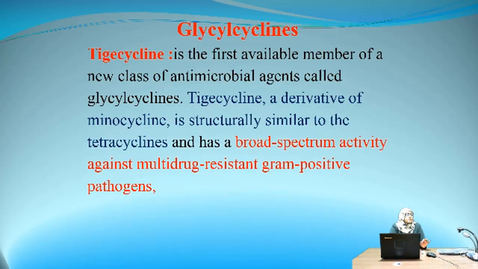Glycylcyclines. This group of protein synthesis inhibitors involves tigecycline. Tigecycline is the first available member of the glycylcyclines. It is a tetracycline derivative, a derivative from minocycline and structurally similar to the tetracyclines.